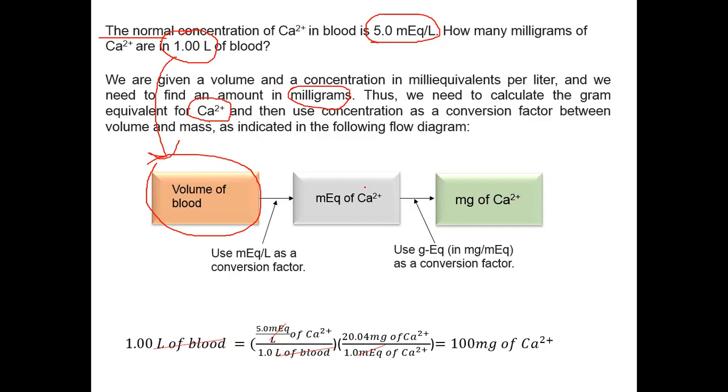Okay, so then we need to find the milligrams of calcium 2+, right? We also know that in terms of milliequivalents per liter, this is 5 milliequivalents per liter. It's over here. All right, and then we need to find the milligrams. So how to do it? We have 1 liter of blood, right? And we have milliequivalents per liter.